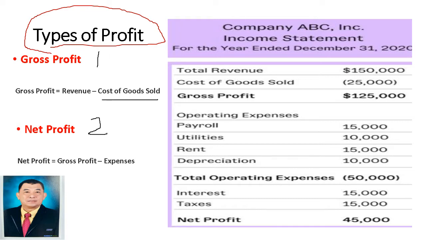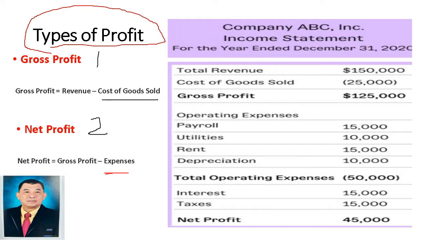Gross profit is your company's profit before subtracting expenses. Before subtracting expenses. While net profit is your business revenue after subtracting expenses. Net profit is subtracting all operating, interest and tax expenses in addition to deducting your cost of goods sold.